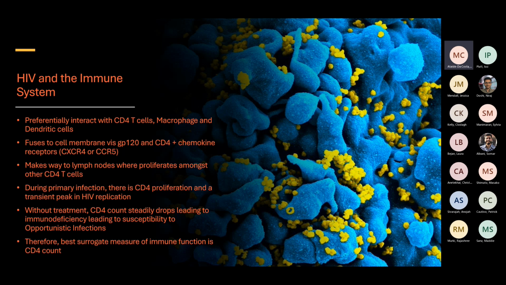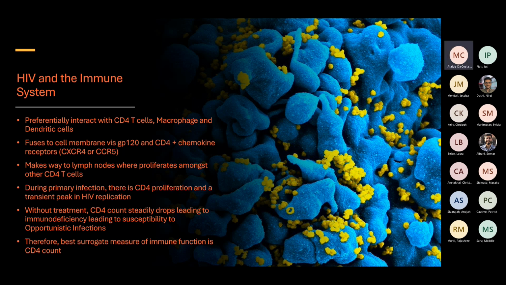It preferentially makes its way to the lymph nodes where it propagates amongst other CD4 T cells. Okay, and then during the primary infection, you'll notice a spike in HIV replication and CD4 proliferation while it first begins to brood and replicate. And then, if you go without treatment, you'll notice a steady decline of CD4 cells and a steady rise in viral load up until a point where it reaches a CD4 count that's so low and a viral load that's so high that you're susceptible to opportunistic infection, okay? And that's when it gets very dangerous. That's when you have acquired immune deficiency syndrome, okay?